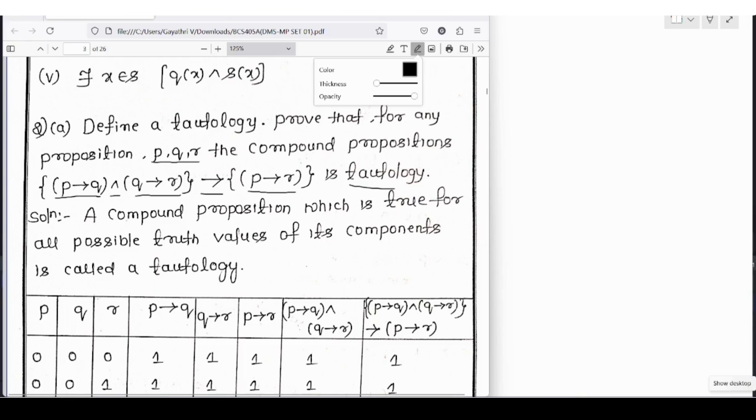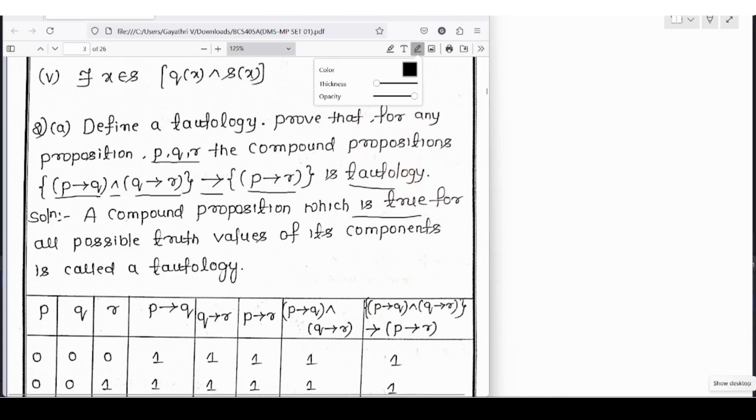First, they are asking us to define what a tautology is. A tautology means the truth value will always be true. Look at the definition: a compound proposition which is true for all possible truth values of its components is called a tautology. This you have to remember. Tautology means true: T for tautology, T for true. So that is true for all possible truth values. That is the definition of tautology.